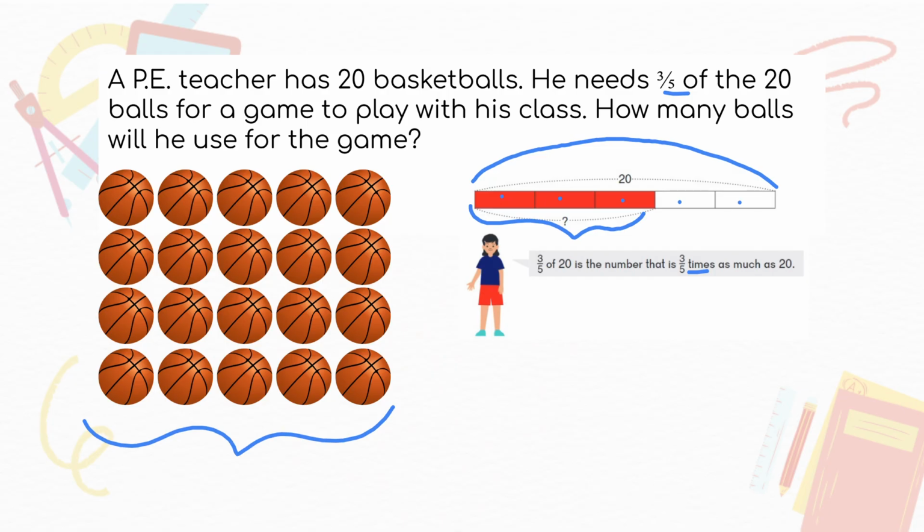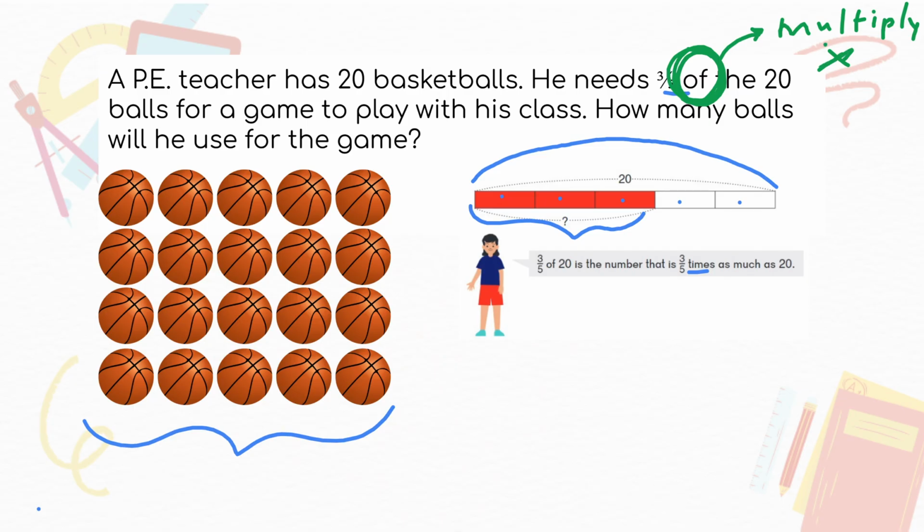So 3/5 of 20 is the number that is 3/5 times as much as 20. Ooh, times is a key word here. 3/5 times as much as 20. And I'm going to draw your attention to one other key word here. Of. I'm going to circle it really big. Of is a very important word. In math, of means multiply. Write a little multiply symbol here.